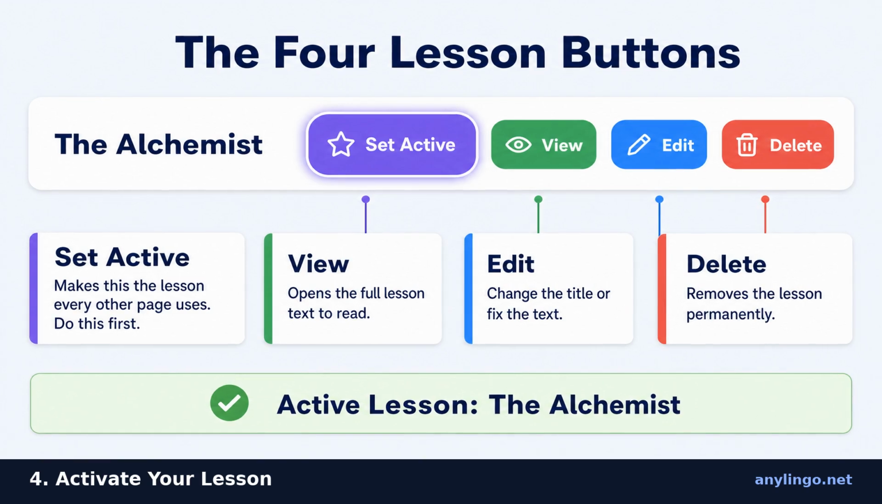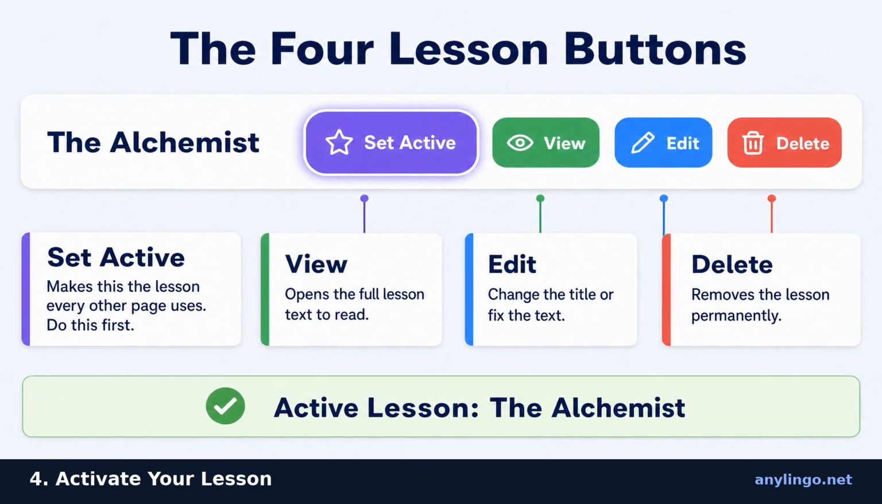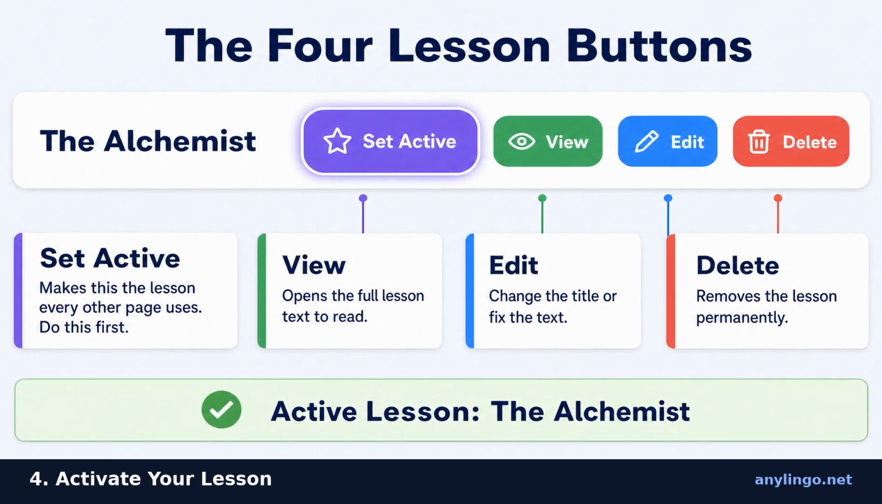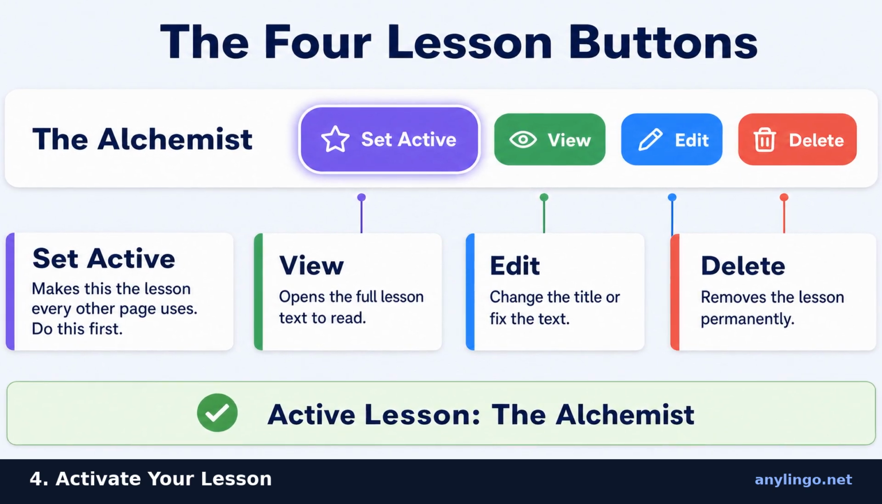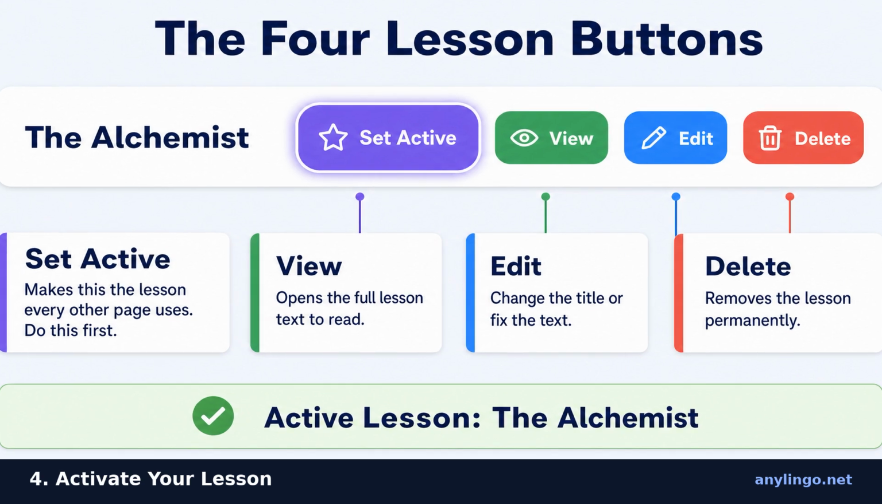Now we come to the step that new users most often miss, and it causes more confusion than anything else in the app. You have created your lesson, but AnyLingo does not yet know that this is the lesson you want to work on. You have to activate it. Look at any lesson in your list, and you will see 4 buttons beside its title. The purple button, Set Active, is the most important button in the entire application.